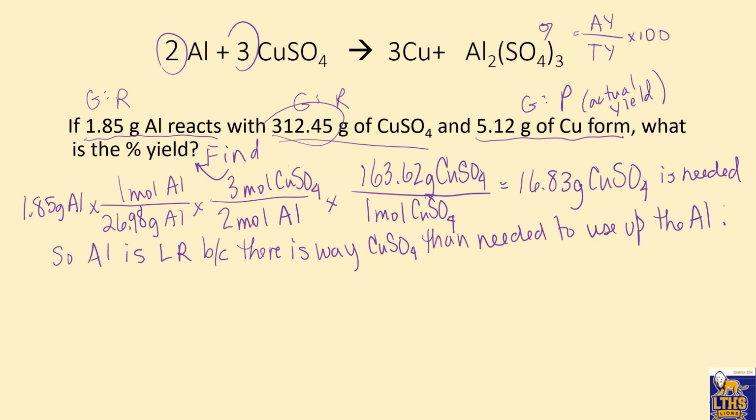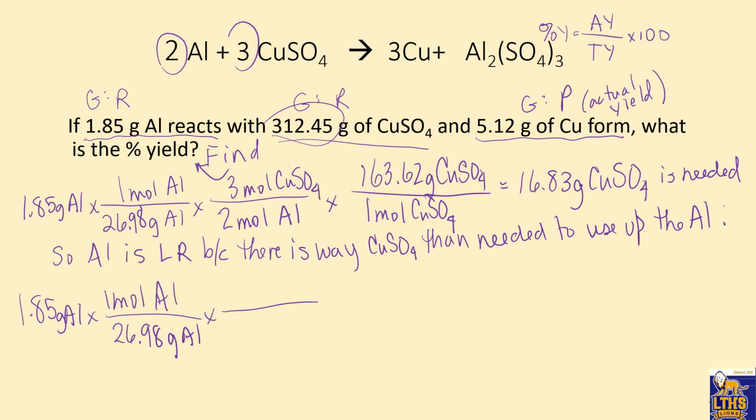All right, percent yield. Okay, so right now I have the actual given in the problem, 512 grams. I need theoretical, so I use my limiting reactant, 1.85 grams of aluminum, and I change it into product. 26.98 grams of aluminum, that's from the periodic table, for every 1 mole of aluminum. All right, and then 2 moles of aluminum, coefficient, makes, let's see, I want to change it to copper, 3 moles of copper. Why did I pick copper? Because I have copper and aluminum sulfate, but the problem gives me an actual yield of copper, so that's why I picked copper.